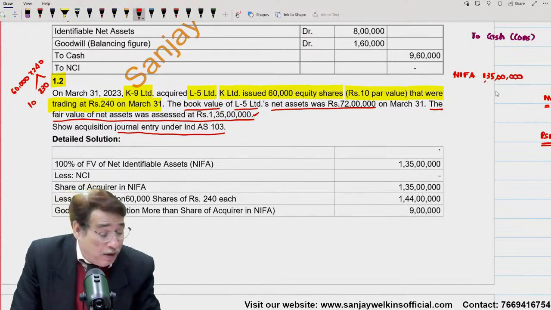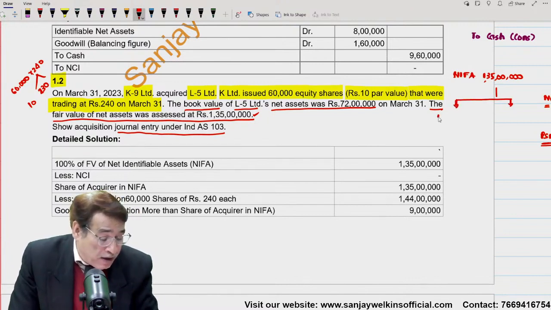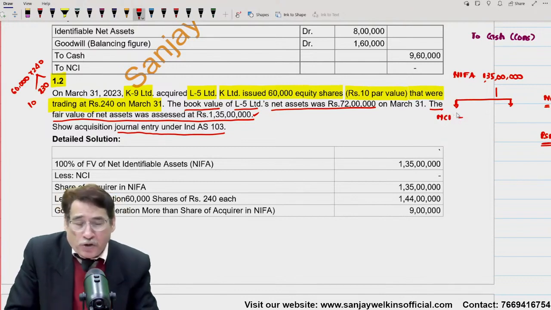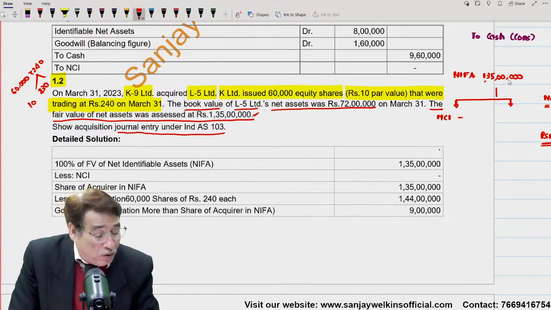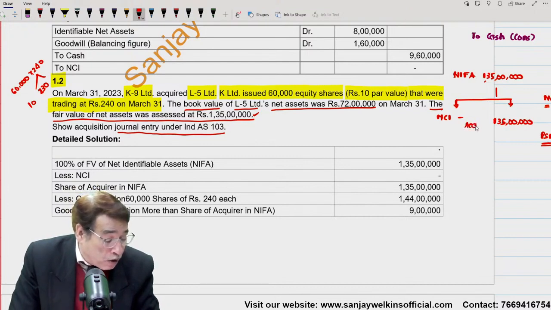Is it clear? Now, all you have to do is to divide it. NCI is not necessary, but just to keep the approach intact. Obviously, because there is no question of NCI in this question, nothing will belong to NCI. Everything will belong to the parent, 135 lakhs. Everything will belong to the parent company. This is the acquirer share. Now you will have to compare it with the amount of consideration.